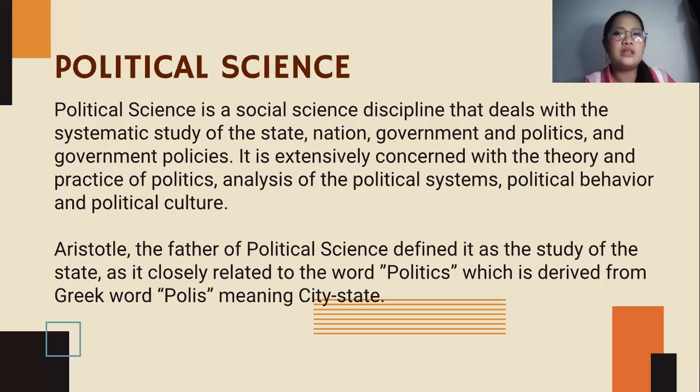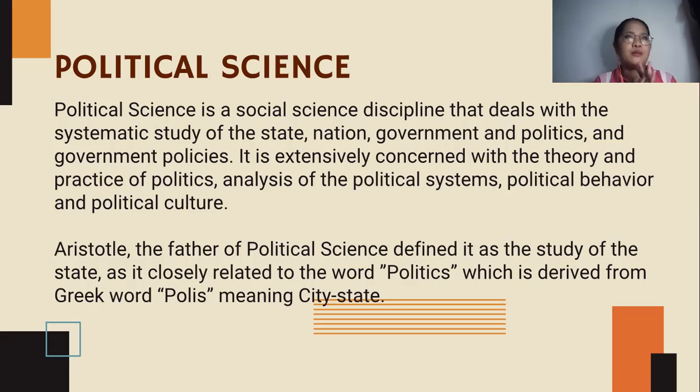Okay? So, political science, lagi nating naririnig, it's a course, it's a social science discipline. So, what is it all about? It is a social science discipline that deals with the systematic study of state, nation, government, and politics and government policies. It is extensively concerned with the theory and practice of politics, analysis of political systems, political behavior, and political culture. So Aristotle, the father of political science, defined it as the study of the state, as it is closely related to the word politics, which is derived from the Greek word polis, meaning city-state.